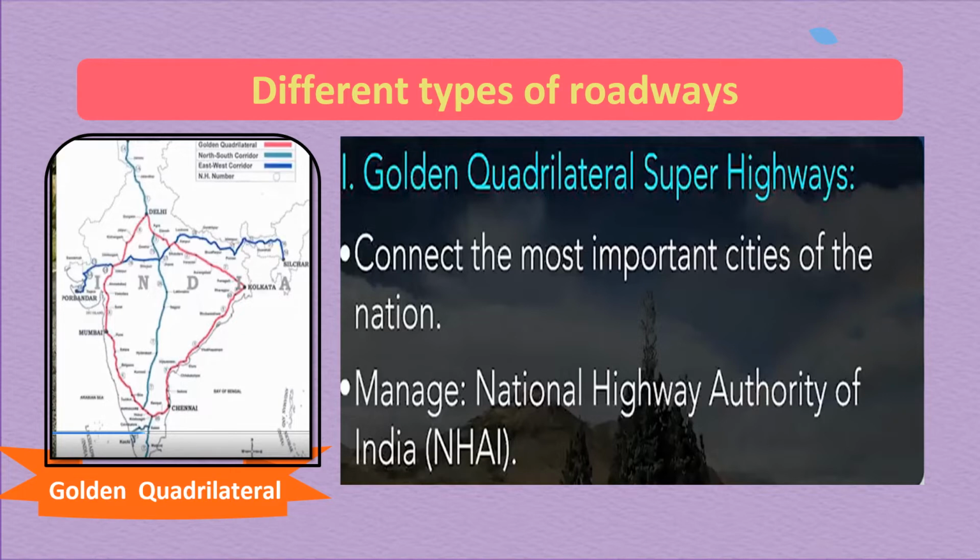The first one is Golden Quadrilateral Superhighway. This is a network of highways which connects the 4 top metropolitan cities like Delhi, Kolkata, Chennai and Mumbai. These highway projects are being implemented by the National Highway Authority of India. The main objective of these highways is to reduce time and to have better connectivity between the different metropolitan cities.